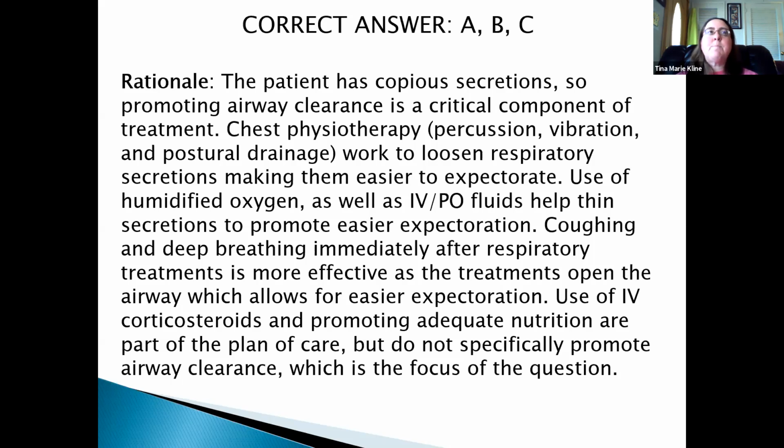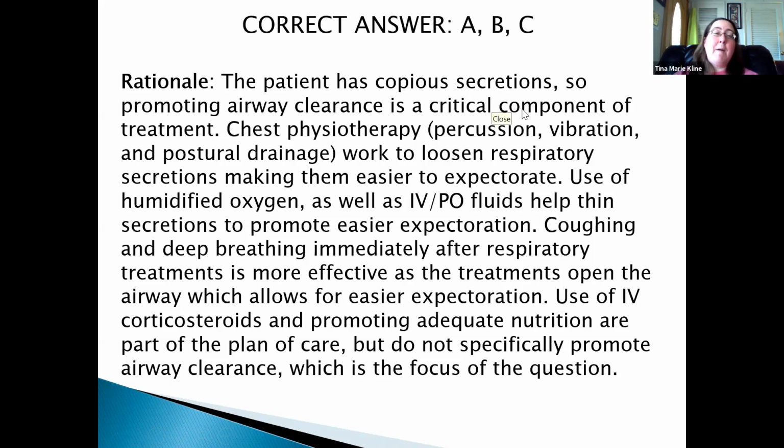So corticosteroids themselves will help reduce the edema. And yes, by reducing the edema, you do open up the airway, but they themselves are not going to promote that airway clearance. If I'm just using that, it's not going to get rid of the secretions that are there. It's going to reduce the edema, the mucosal swelling of the inner layer of your bronchi and your bronchioles. Open surface area relates to airway clearance.